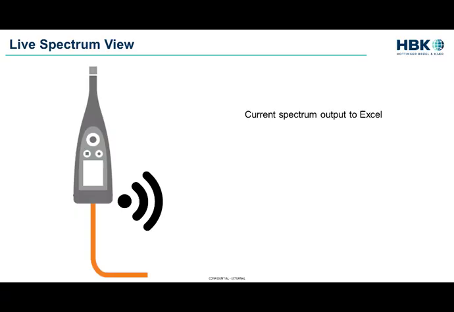A simple analog voltage, however, can only give you one number at a time. Let's dig into the power of the open interface to get a little bit more out of it. Here, I'll show you a way to pull the live SPL octave spectrum into an Excel worksheet.